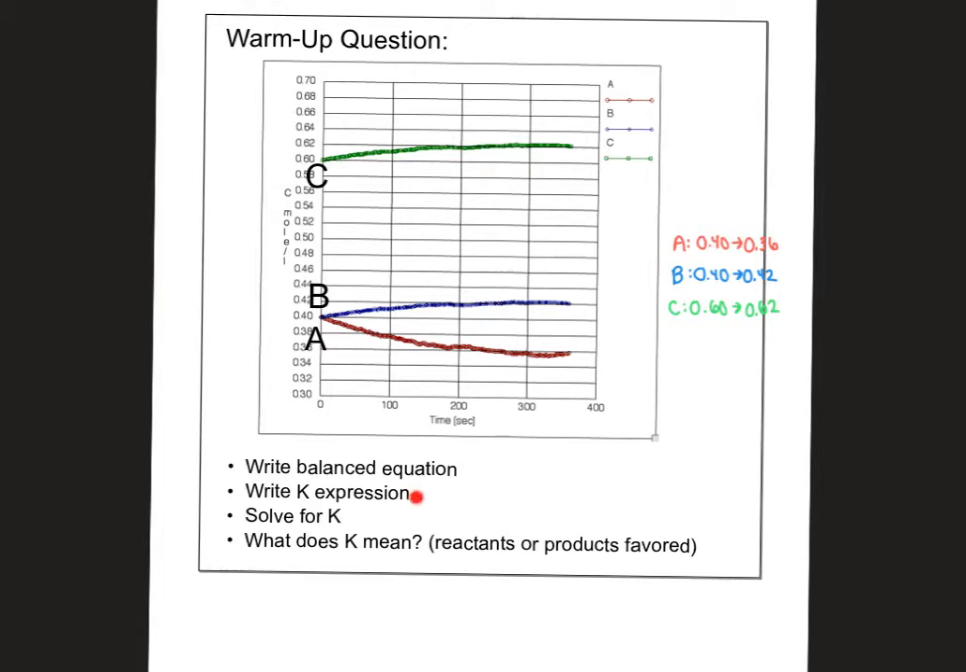I want you to write the K expression. So K equals what divided by what? Solve for K, and then tell me what K means. Are the reactants favored at equilibrium or are the products favored at equilibrium? Pause the video right now. I'm going to put the answer up in 3, 2, 1.